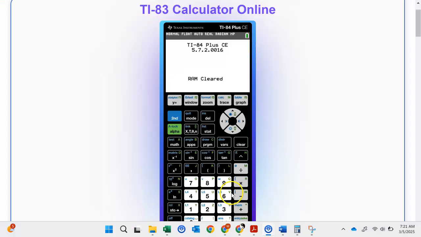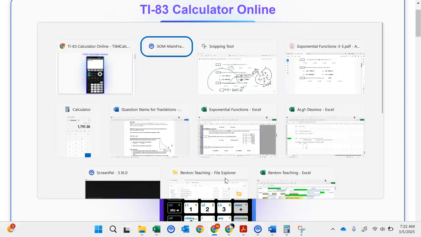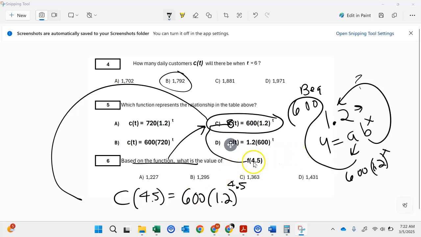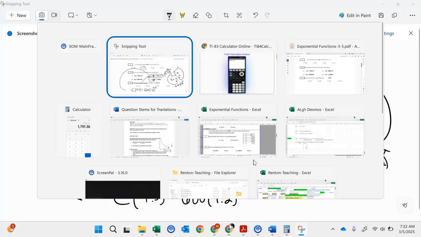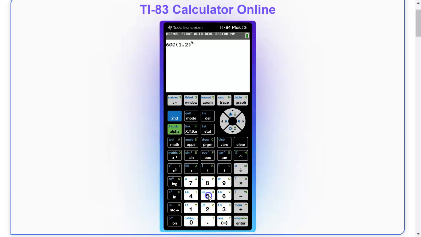Okay, so we go 600, parenthesis, 1.2, parenthesis, to the power of, and what was it? It was 4.5. Okay. Why isn't this working? 4.5. Enter, and that would be 1362.